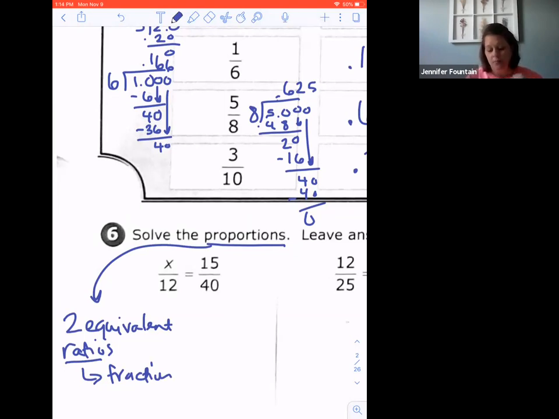And so when I have a proportion, that's the same as equivalent fractions. Okay, so proportions and equivalent fractions are going to be the same. And so remember, we talked about how to solve for an unknown piece of information in a proportion. I can cross multiply. So in this situation, I would say, okay, if x over 12 equals 15 over 40, I multiply the numerator of the first fraction by the denominator of the second. So that's x times 40 would be 40x equals 12 times 15.